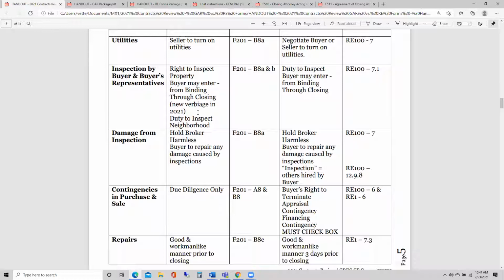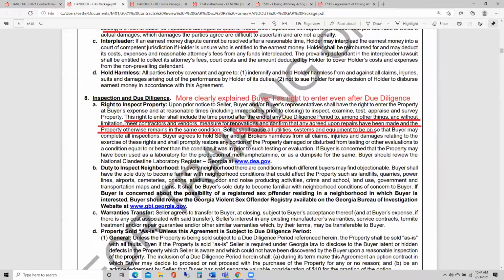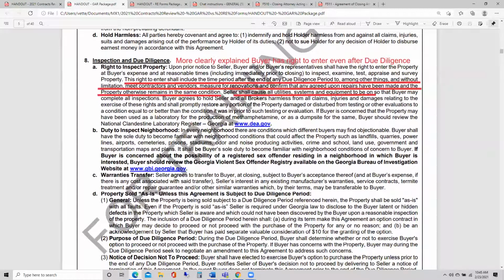What I want to bring to your attention though is something that is brand new in the GAR contract package in 2021. I'm under GAR, purchase and sale now. It has always said that upon prior notice, the seller, buyer, and or buyer's representative shall have the right to enter the property at buyer's expense in reasonable times, including immediately prior to closing, i.e. for a walkthrough, to inspect, examine, test, appraise, survey the property. What I have underlined in red is brand new for 2021.